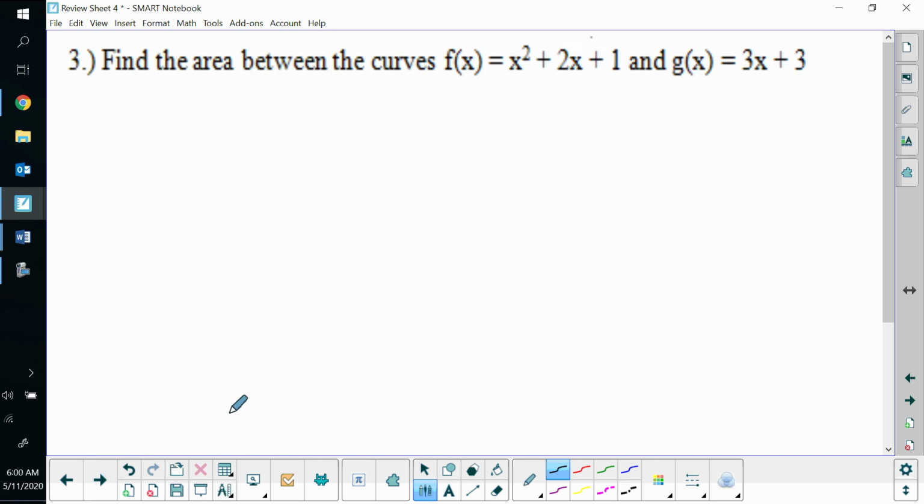Next up, area between curves. When you do area between curves, you want to graph it, and you just do integral of top minus bottom if you're in terms of x's, or integral of right minus left if you're in terms of y's. So to graph this, let's set them equal to each other to see where they intersect.